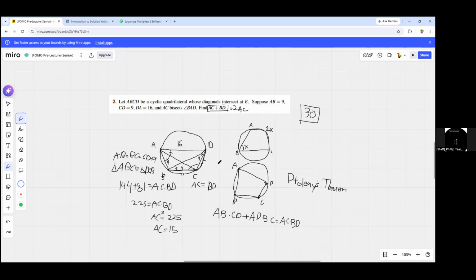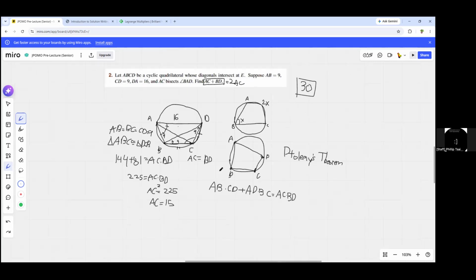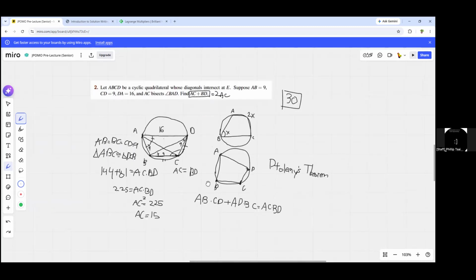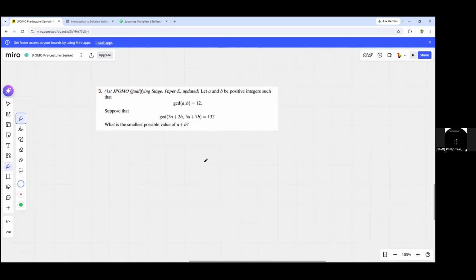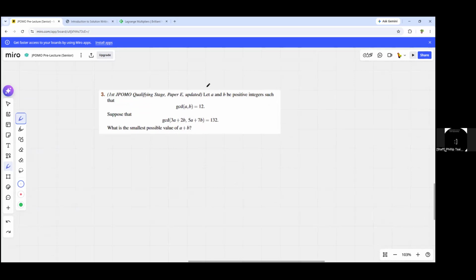Okay, I'll be moving on to the next problem. So we have problem number three, which is from the JPOMO qualifying. Let A and B be positive integers such that the greatest common divisor of A and B is equal to 12. Suppose that the greatest common divisor of 3A plus 2B and 5A plus 7B is equal to 132. What is the smallest possible value of A plus B? Anybody have any ideas on how to approach this problem?